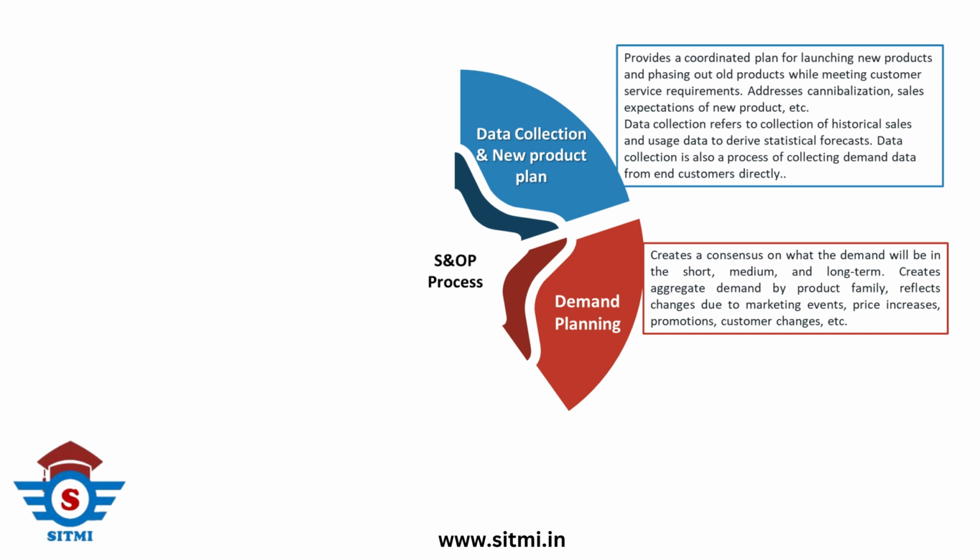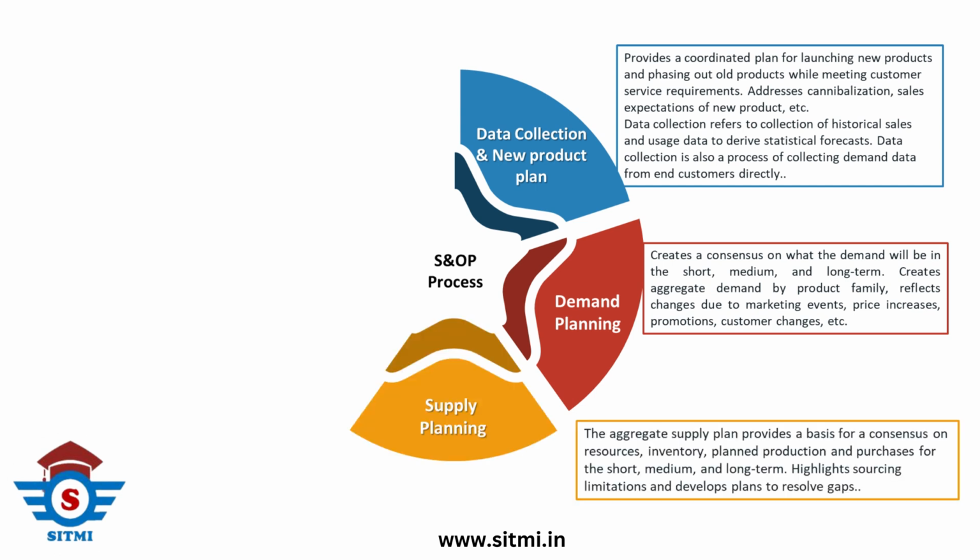Now this process creates aggregate demand by product family and also considers changes due to marketing events, price increases or promotions, or change in customer behavior or customer patterns. Once there are demand plans in place, those are approved by the leadership team, which is considered as a core input for the third step, which is known as supply planning.